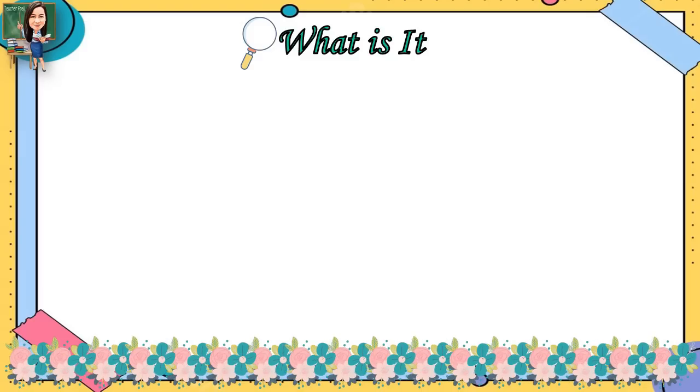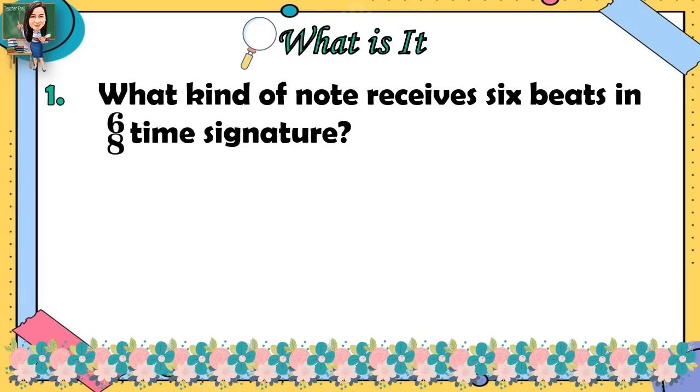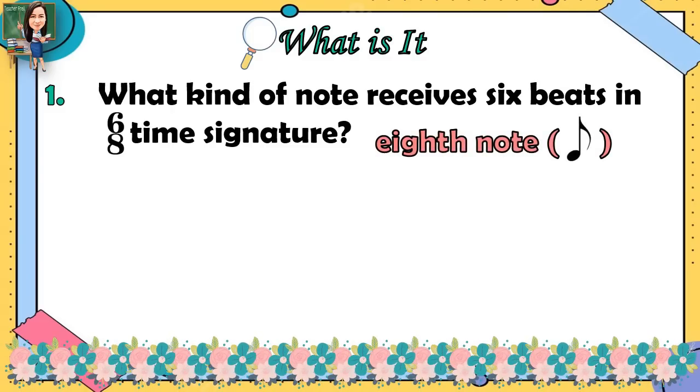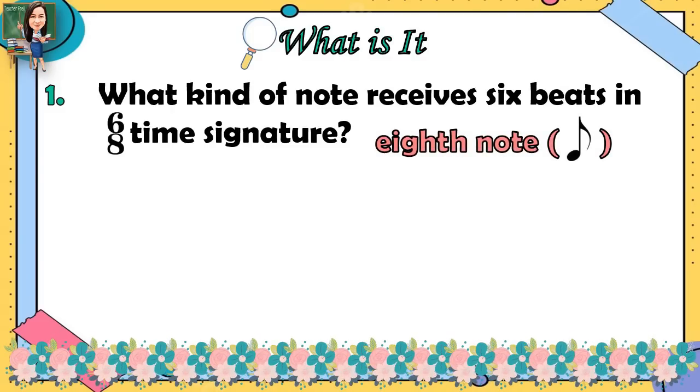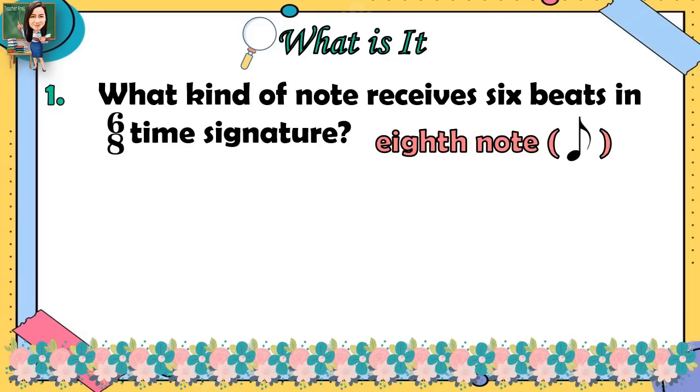Let us answer the following questions. Number 1. What kind of note receives 1 beat in 6/8 time signature? Very good. The note that receives 1 beat is the eighth note. In 6/8 time signature, there are 6 beats in a measure and an eighth note receives 1 beat.